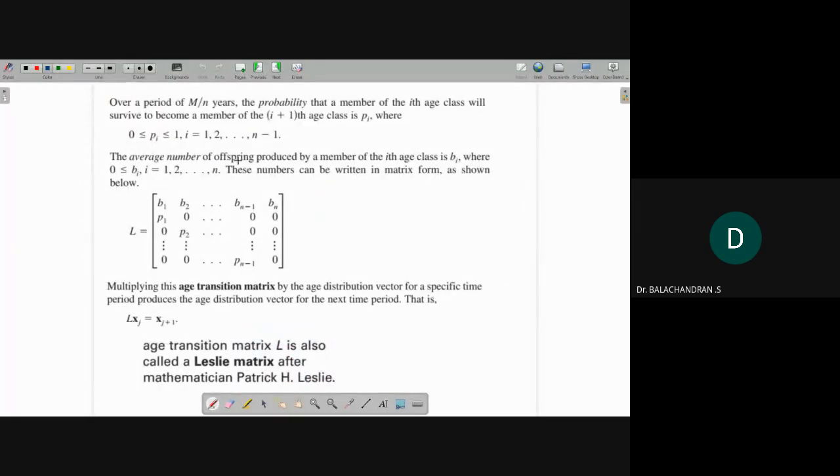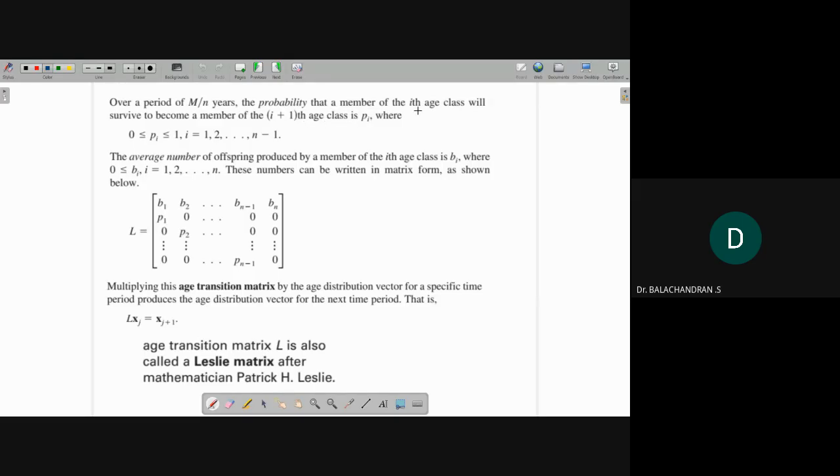Okay. Next, over a period of m by n years, the probability that a member of the ith age class will survive to become a member of the (i plus 1)th age class is Pi. Because it is a probability, it lies between 0 and 1. What do you mean by P1? P1 means the probability that a member of the first age class will survive to become a member of the second age class. So that is called P1.